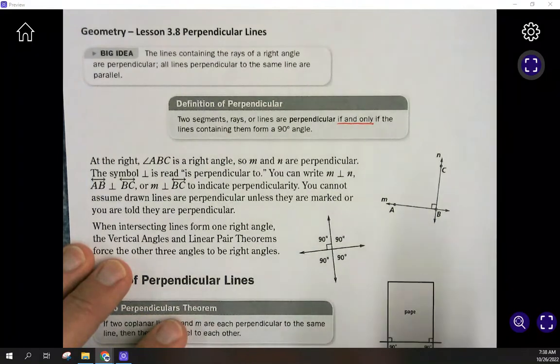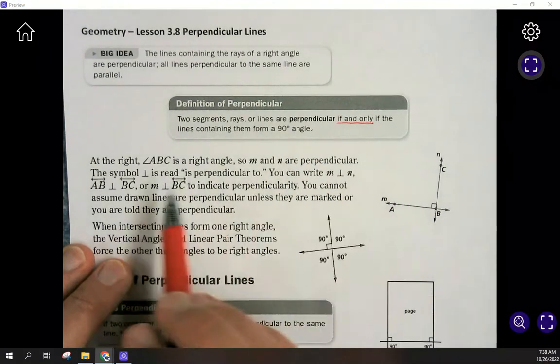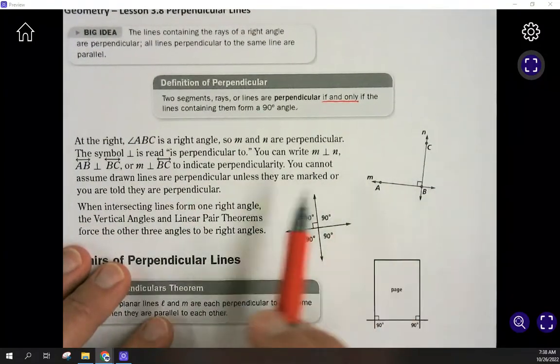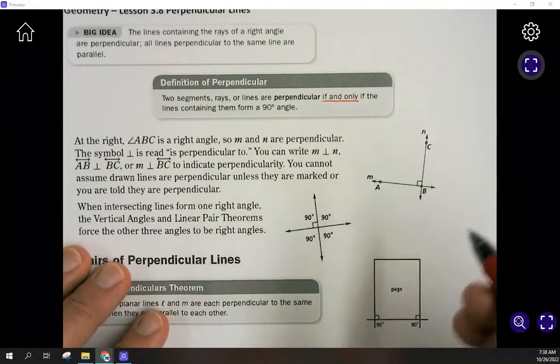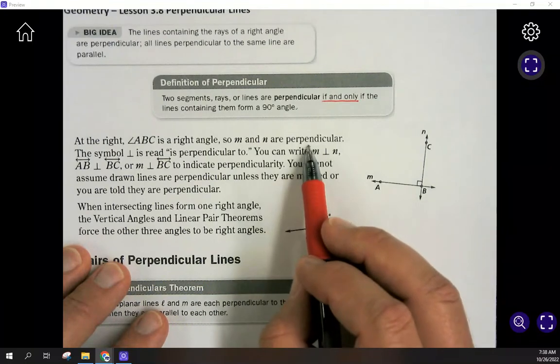Okay, so if you have a 90-degree angle, the lines that are crossing and intersecting to make that are called perpendicular. So at the right, we've got angle ABC, and it is a right angle. You can see the markings in the picture. So we can say that line M and line N are perpendicular.